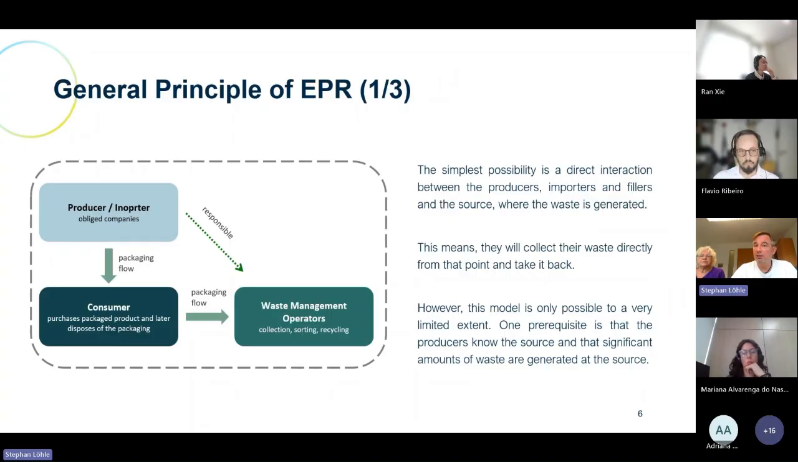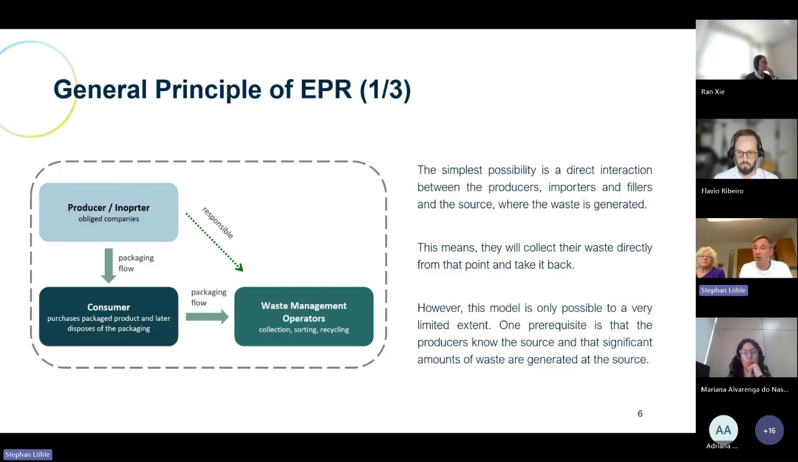The general principle of an EPR system is kind of easy. The simplest possibility is a direct interaction of the producer with waste management operators that take over waste quantities from his products that occur, right?